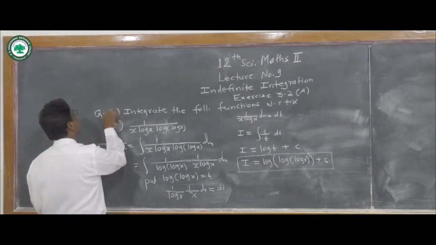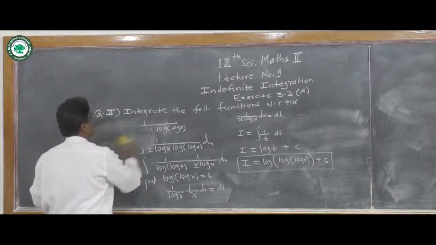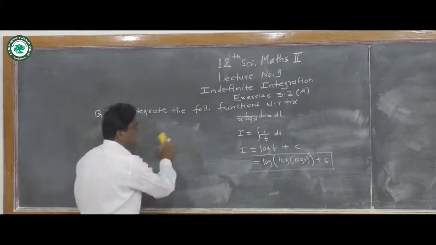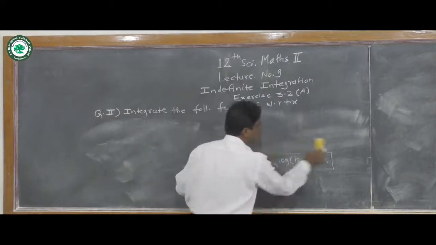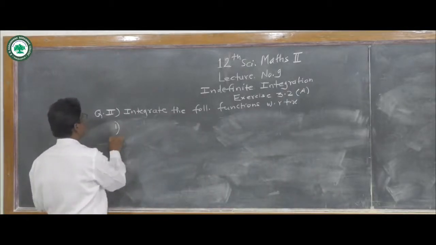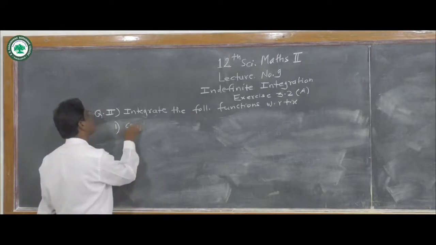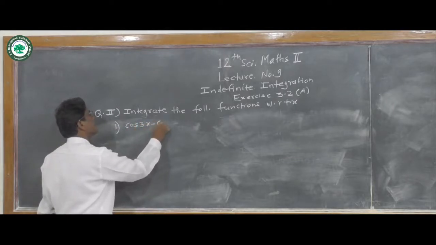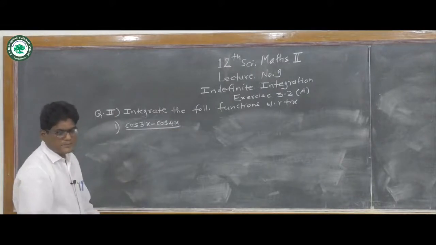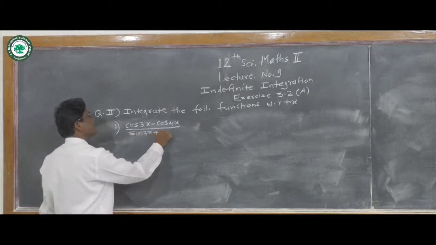Question number second, integrate the following functions with respect to x. The question is the same as the first, that is, integrate the following functions with respect to x. Now see here the first problem: cos of 3x minus cos of 4x, divided by sin of 3x plus sin of 4x.